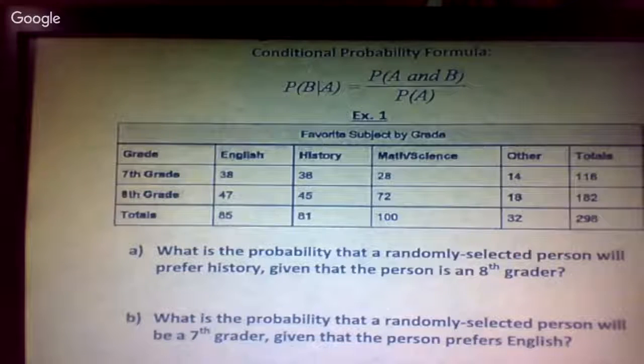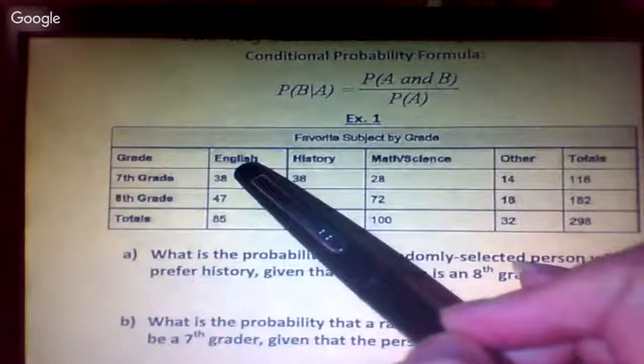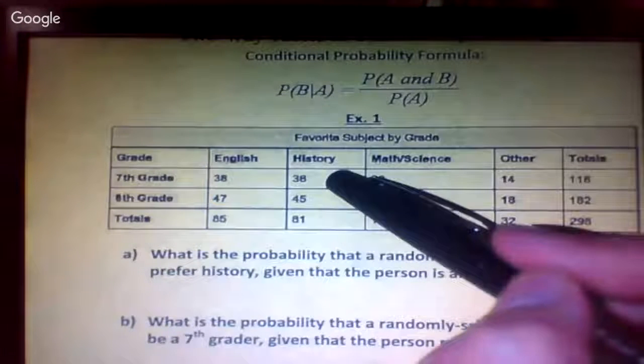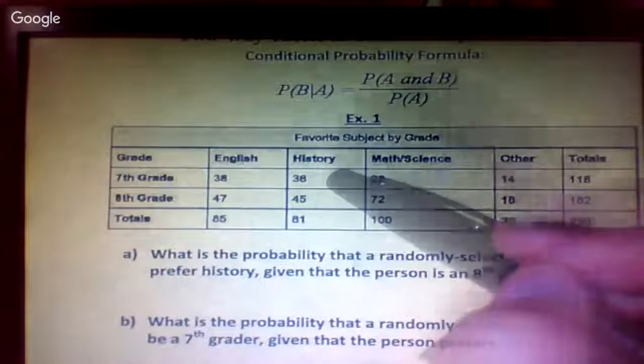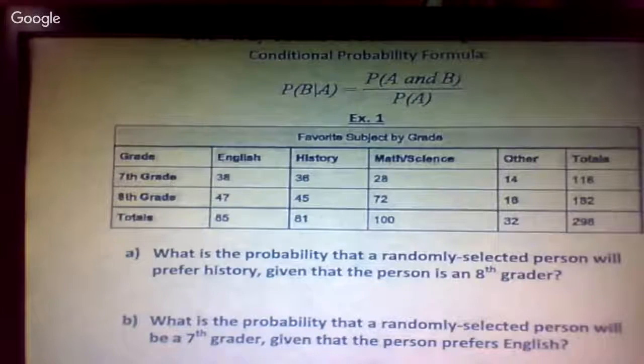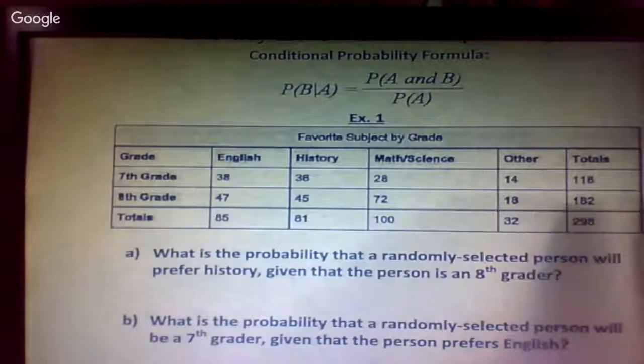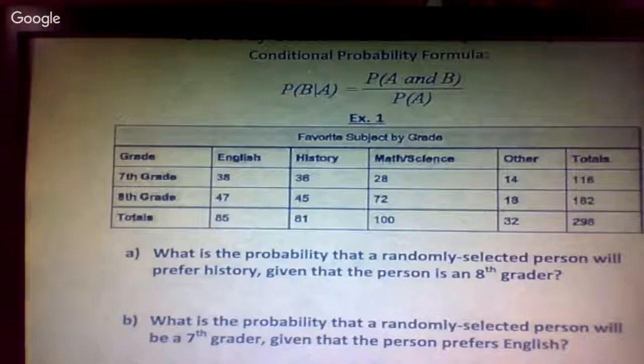So if you would read this, this means 38 seventh graders prefer English, 38 seventh graders prefer history, and 28 prefer math and science. 14 prefer the other subjects, and I have a total of 116 in the 7th grade.